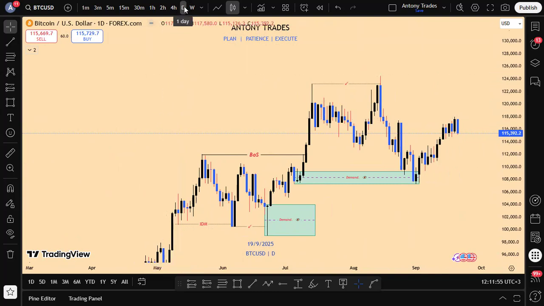So if your point of interest is from the daily time frame, we look for a confirmation on 1 hour time frame or 30 minutes time frame. If your point of interest is from the daily time frame, we look for an entry at 1 hour time frame. If it is from the 4 hour time frame, we look for our entry at either 15 minutes time frame or 5 minutes time frame. But the best time frame to look for our entry is 15 minutes time frame.